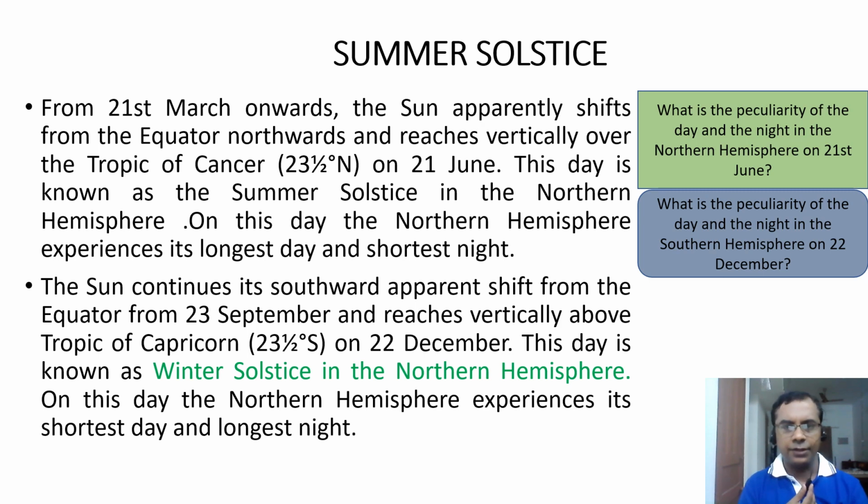What is the peculiarity of the day and night in the southern hemisphere on 22nd of December? That is the next question we can expect. That is, the sun continues its southward apparent shift from the equator from 23rd September and reaches vertically above the Tropic of Capricorn on the 22nd of December. This day is known as the winter solstice in the northern hemisphere. On this day, the northern hemisphere experiences its shortest day and longest night.